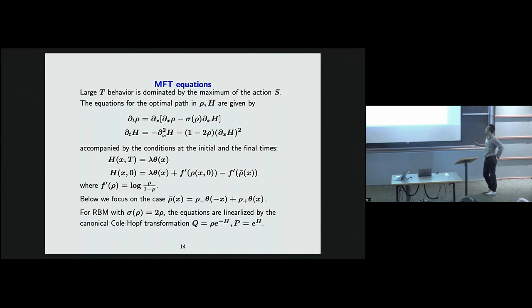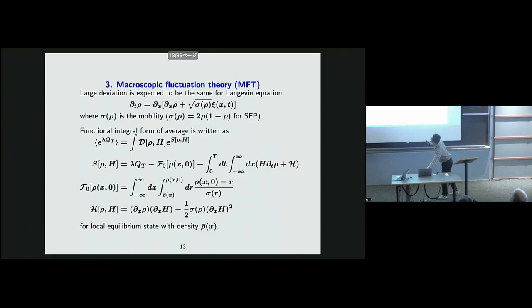Anyway, these are coupled nonlinear PDEs. Before solving them, we also have to consider the boundary conditions at time 0 and t. The condition at the final time is easy. It is just given by lambda times the Heaviside step function. The initial condition is a bit more complicated. There is some contribution from the initial condition from here, which can be written down where f prime is simply this function. Anyway, if we can solve these coupled nonlinear PDEs, the MFT equations, with these two boundary conditions at the initial time and the final time, and put them into this MFT action, then that will give us the large deviation function for SEP, basically, right?